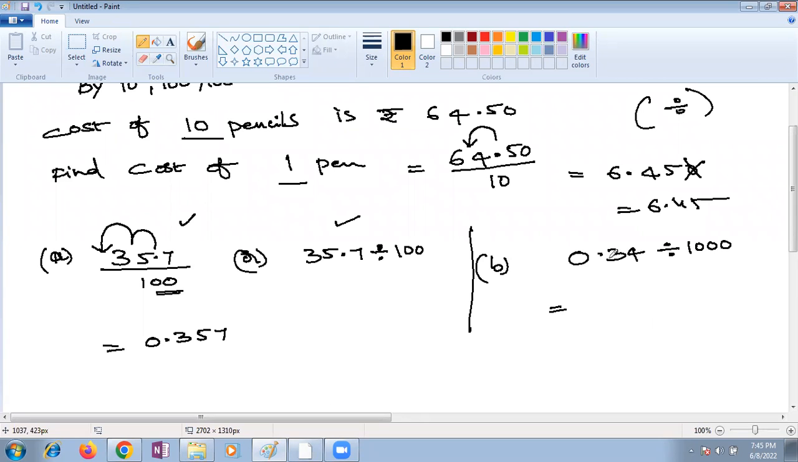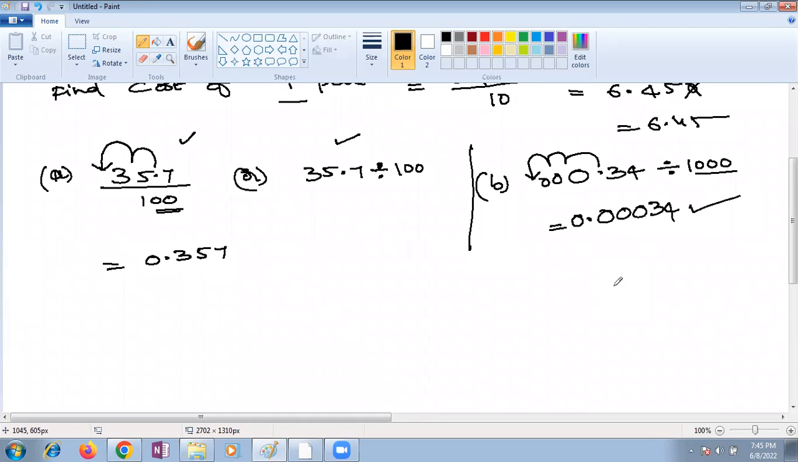Ma'am, it's 0.0000. So here we have three zeros, so the decimal moves towards 3 places. There is only one, so you need to take 3 more zeros here. Now you have to shift the decimal. Yes, ma'am, so it's 0.00034. Please be careful, children. Don't make mistakes in such questions.